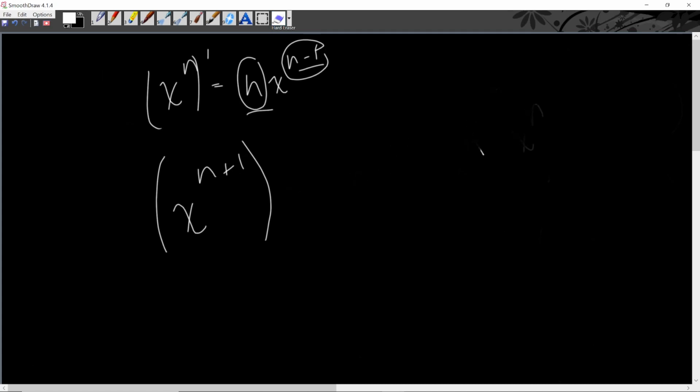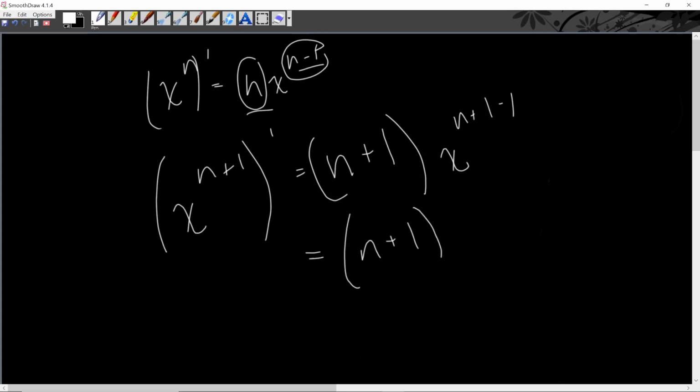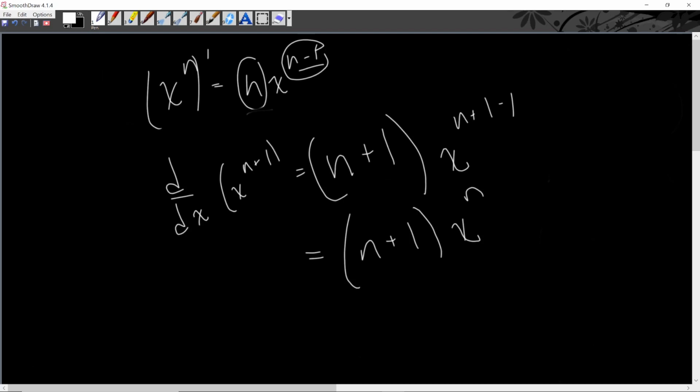So let's do the derivative of x to the power of n plus 1. When we do that, we're going to have n plus 1 out here times x to the n plus 1 minus 1. So this is going to be n plus 1 times x to the power of n. All right? And let's use d/dx notation instead of prime notation. So let's say we have d/dx of x to the n plus 1. Again, we're just doing the derivative.